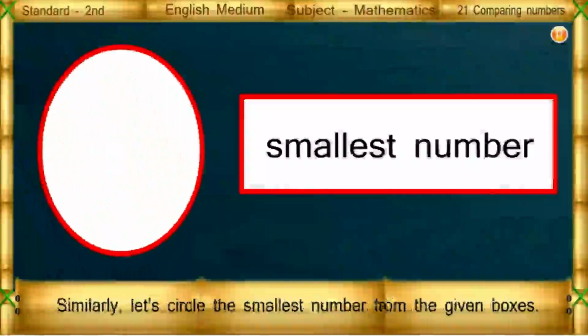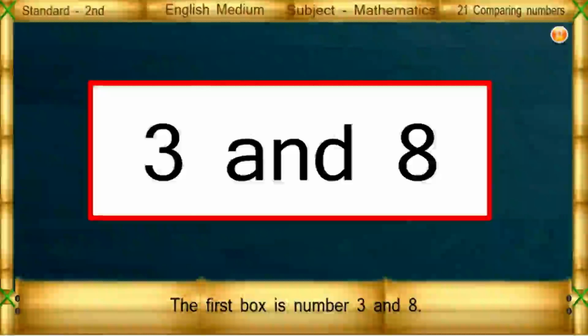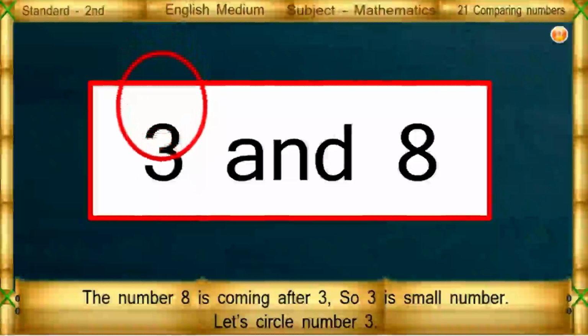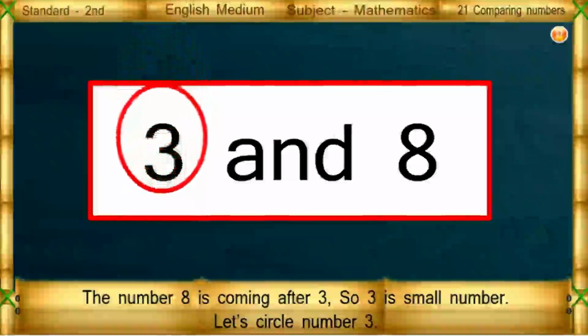Similarly, let's circle the smallest number from the given boxes. The first box has the numbers 3 and 8. The number 8 comes after 3, so 3 is the smaller number. Let's circle number 3.